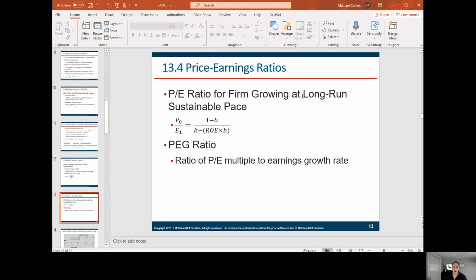PE ratio for a firm growing at a long-run sustainable pace. This can be calculated by 1 minus b, over the cap rate, times return on equity, multiplied by beta. You will rarely ever see that in the real world. In the real world, you're going to see the price of the stock divided by its forward earnings expectations, and those are usually aggregated by Wall Street estimates.